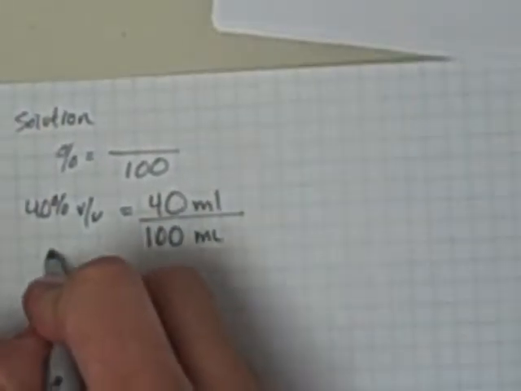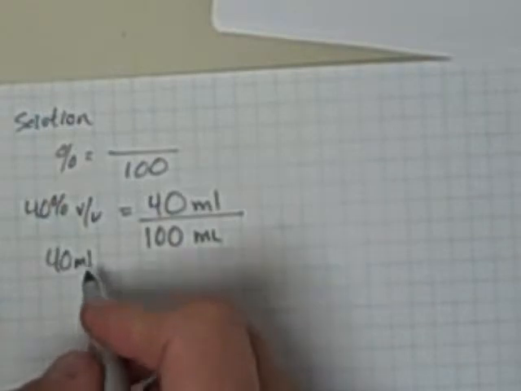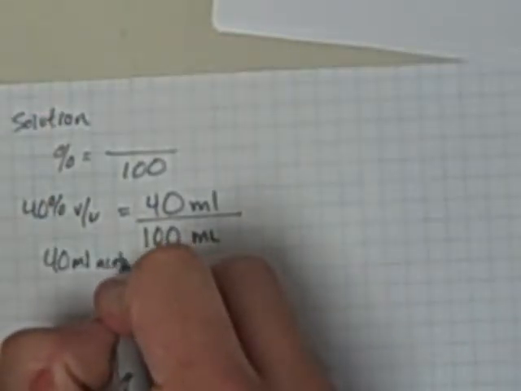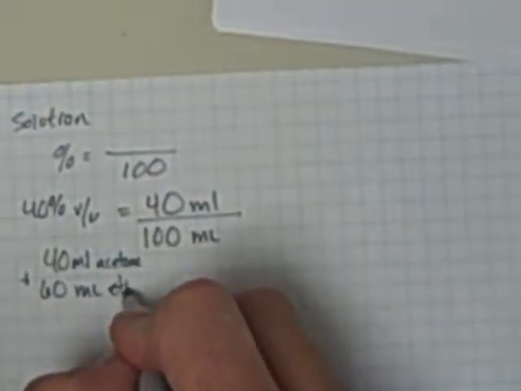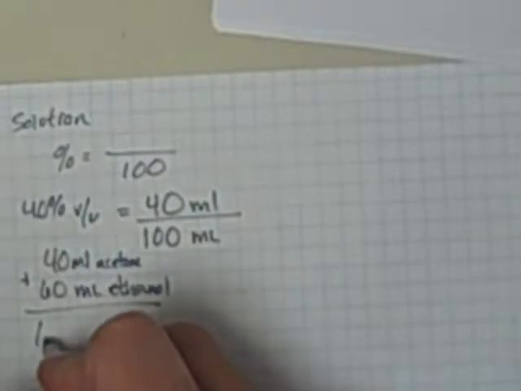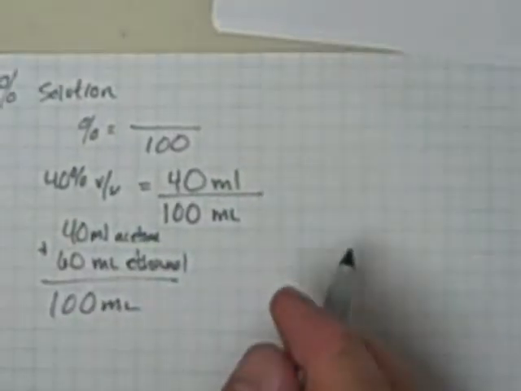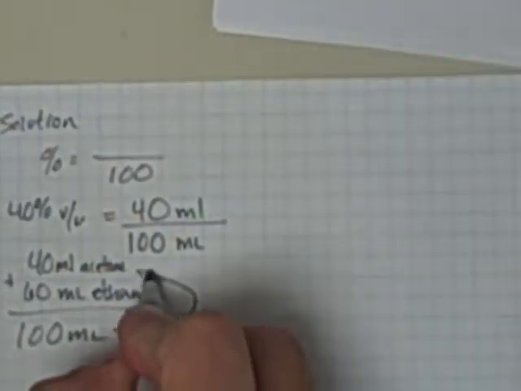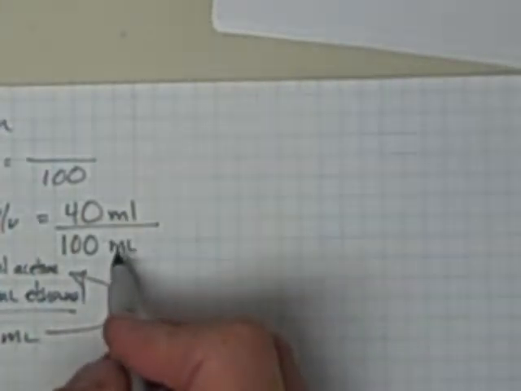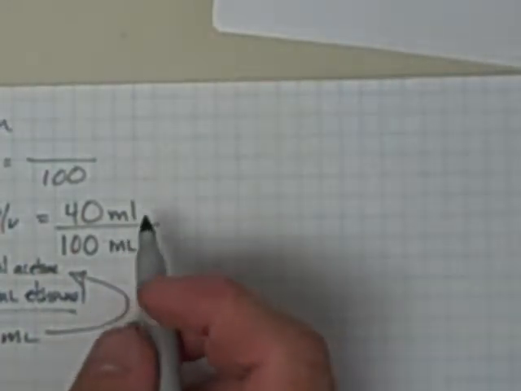So that might mean I have 40 milliliters of acetone plus 60 milliliters of ethanol for a total of 100 milliliters. So if I look at that 100 milliliters, what this is telling me is, hey, 40% of it is acetone. So I could say this is 40 liters to every 100 liters. I could say 40 kiloliters to every 100 kiloliters. Typically we work with milliliters because it is easiest for us to deal with. 40 liters is a pretty big volume.